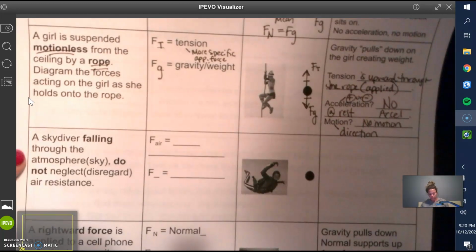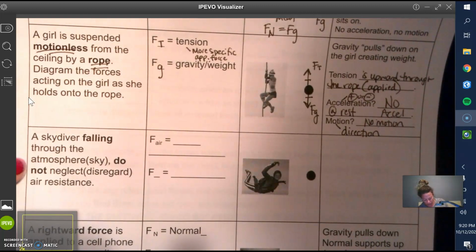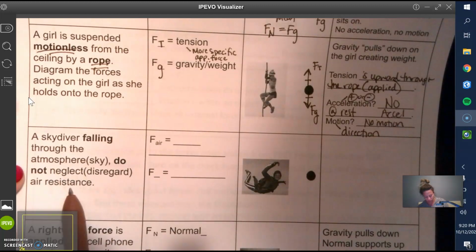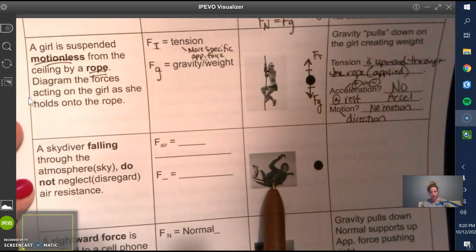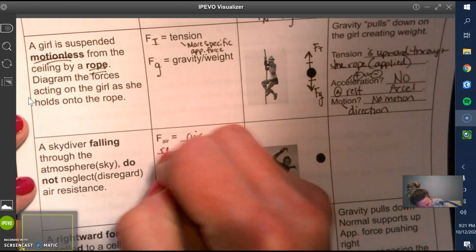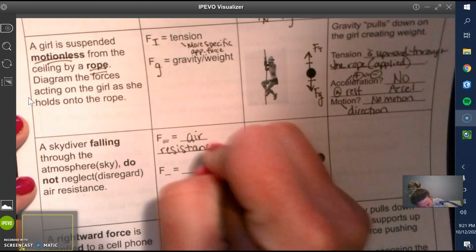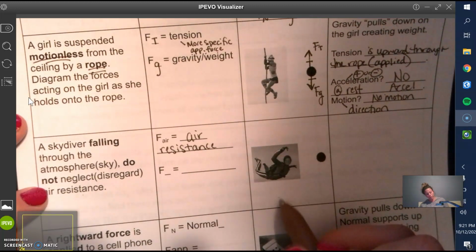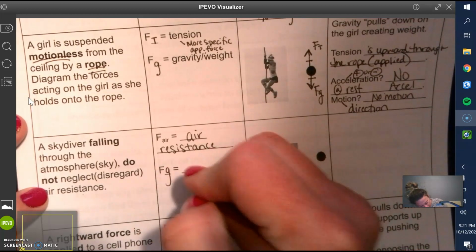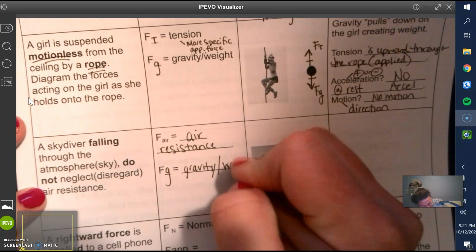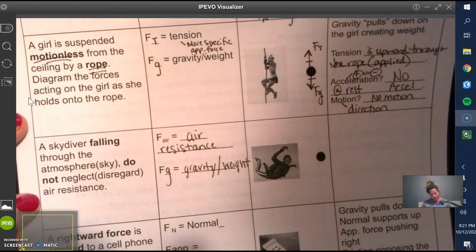So a skydiver falling through the atmosphere, right, which is our sky, says do not neglect or disregard air resistance. So here's our skydiver. They're just falling through the sky. So F of air, please remember that's air resistance. And then what else do we have? Well, if they're falling, the air pushes up, but we've got gravity, the weight of this person, down.